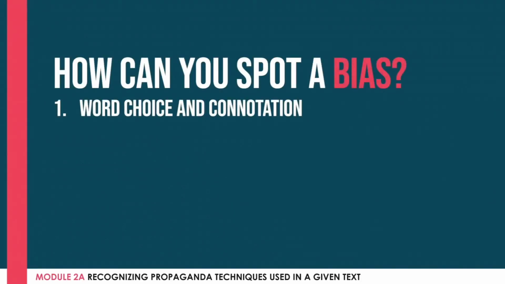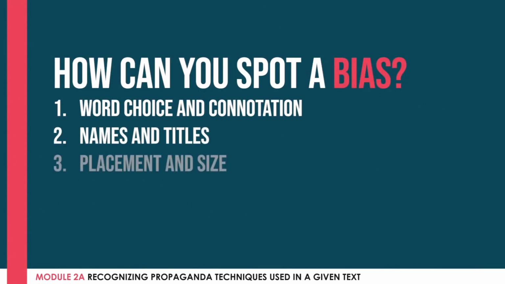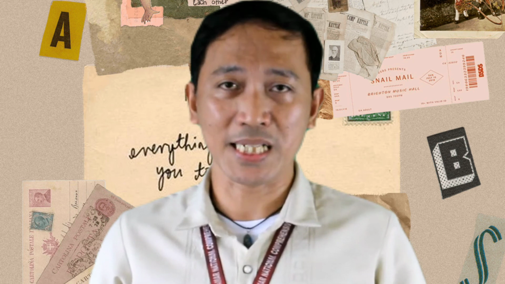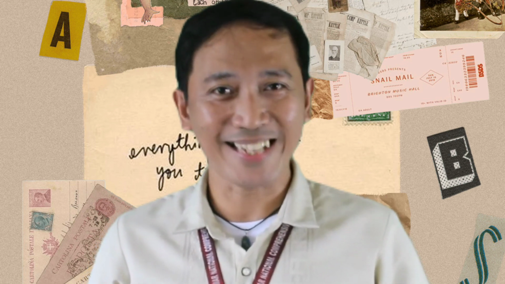1. Word choice and connotation. 2. Names and titles. 3. Placement and size. 4. Selections or omissions. And 5. Images and videos. Now, one of the most common biases that you may encounter in a text is the author's use of different propaganda techniques. Before we go further, let's watch this sample TV advertisement and be ready to answer some questions later.